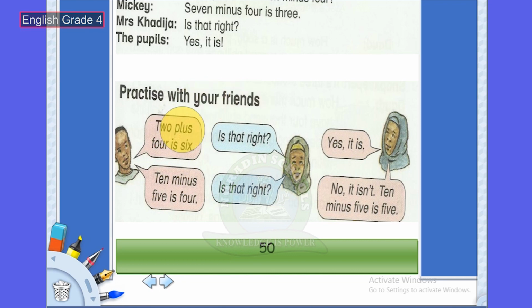2 plus 4 is 6. Is that right? The pupils said, yes, it is right. 2 plus 4 is 6.